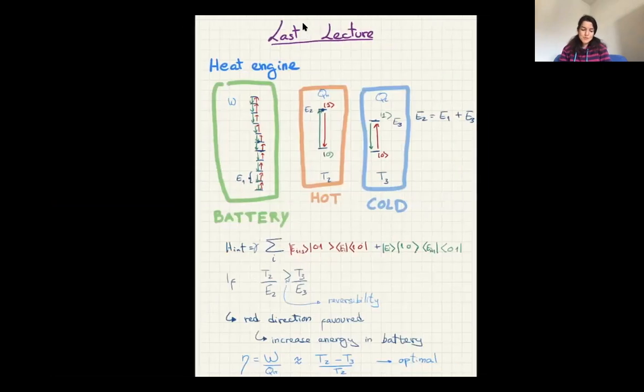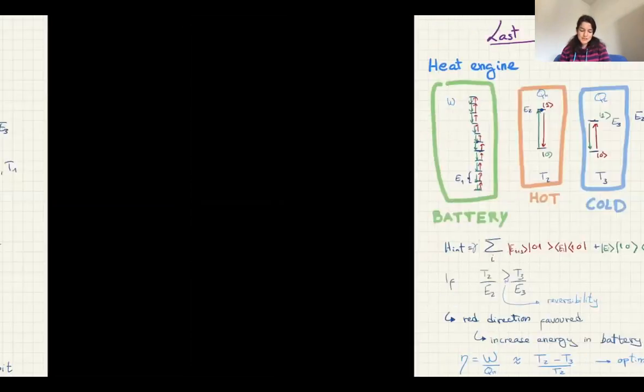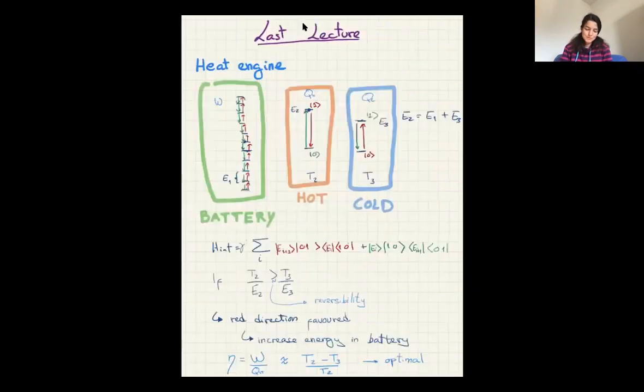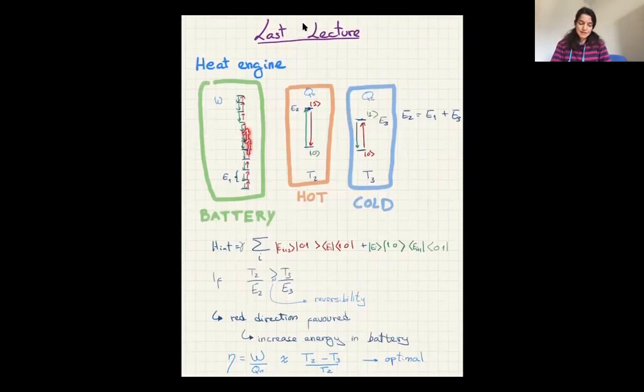Then the other example we saw was just the reverse. So it was exactly the same transition, except that now this was the hot and this was the cold, okay? Which meant that these ratios here are reversed, which meant that the red transition is favored. But of course, we don't normally want to just heat up some random system, but what we might want to do is to heat up a battery. So, to increase the energy in a battery.